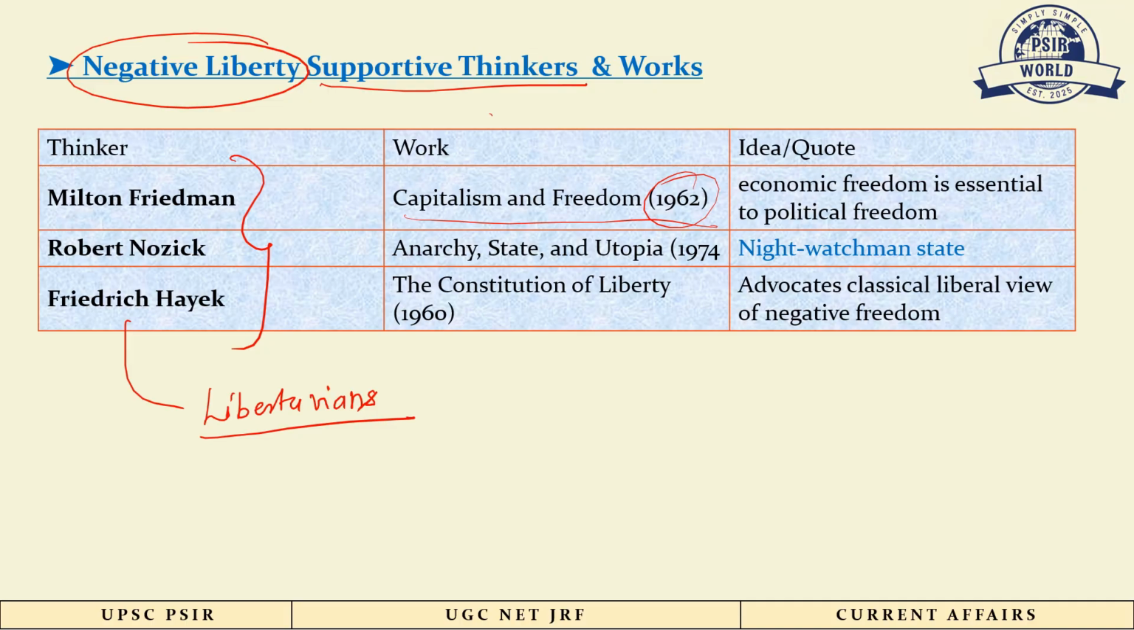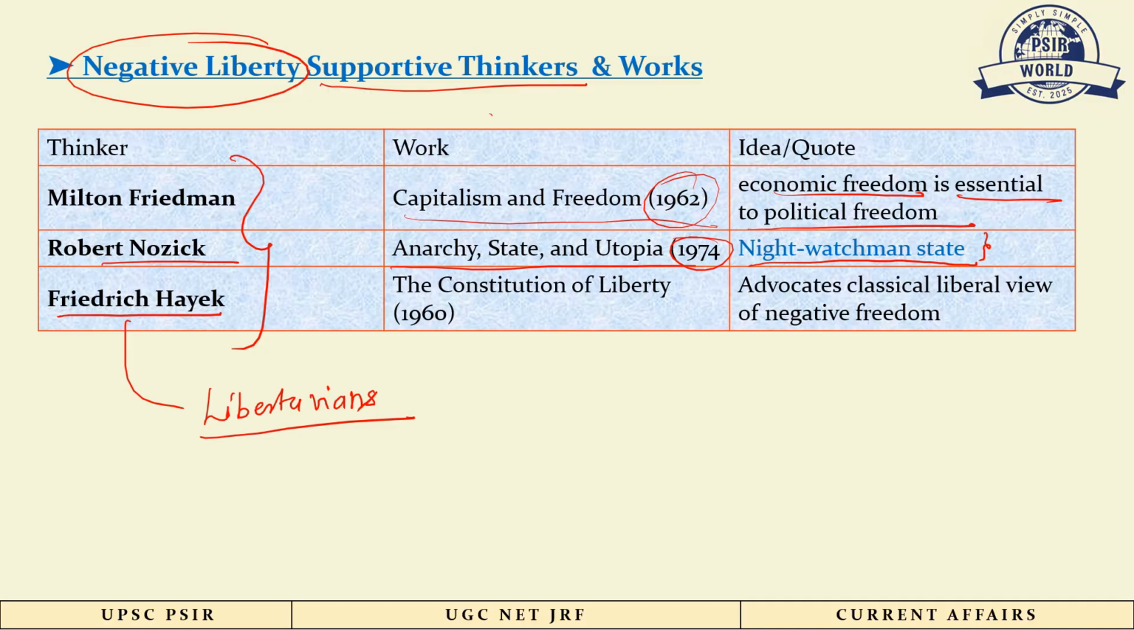He believed that economic freedom is essential to political freedom, so he advocates economic freedom or a free market economy. Robert Nozick, his work is Anarchy, State, and Utopia, 1974. He advocates the night watchman state. Night watchman state means it should just watch and regulate, it should not interfere, particularly in the economy or the free market.